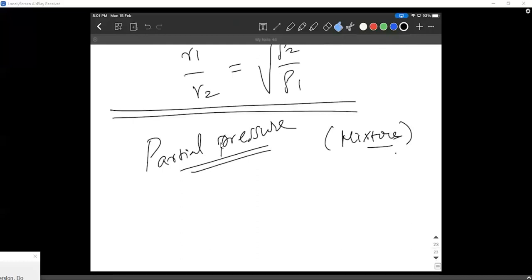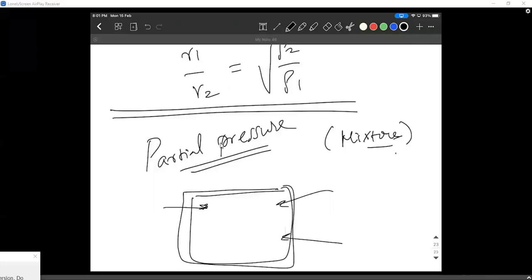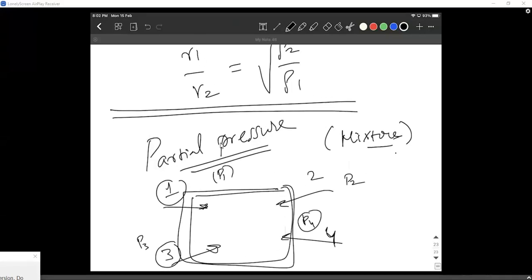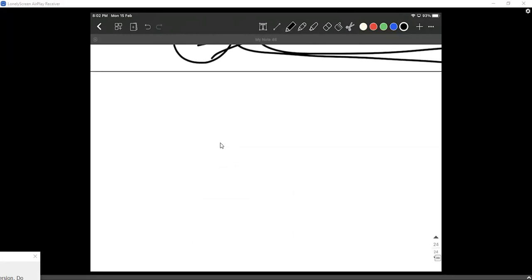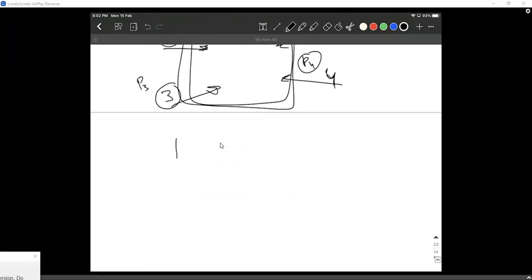According to the law of partial pressures, it is basically the same idea. When you have a mixture of gases in the same container, say gas 1, gas 2, gas 3, gas 4, gas 1 exerts a pressure P1, gas 2 exerts a pressure P2, gas 3 exerts a pressure P3, and gas 4 exerts a pressure P4. The total pressure inside the container is basically the sum of all these pressures. That is the statement.